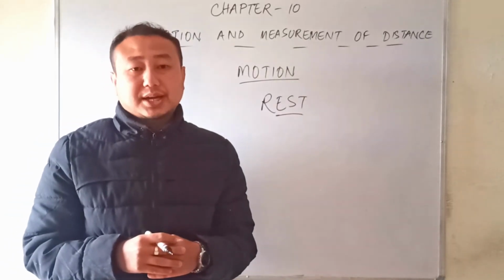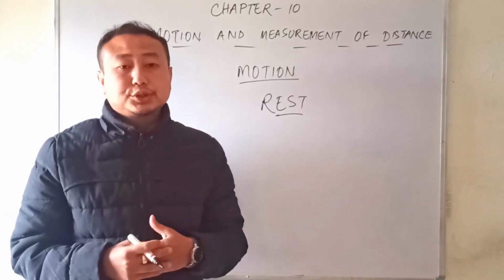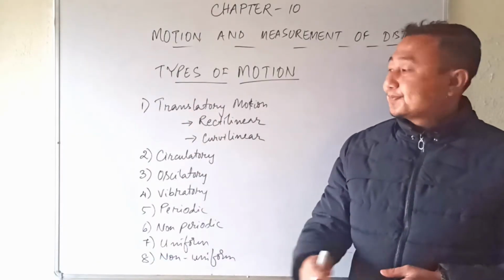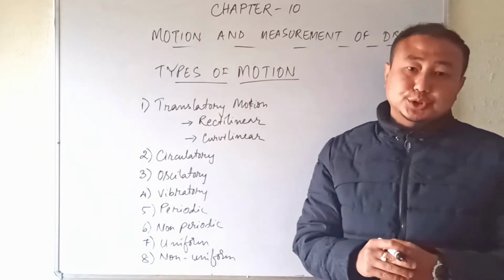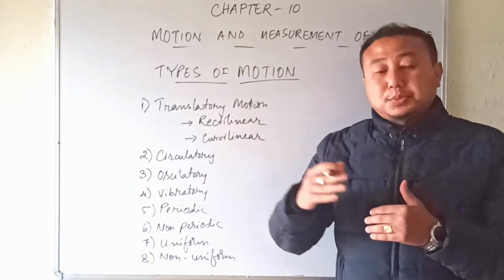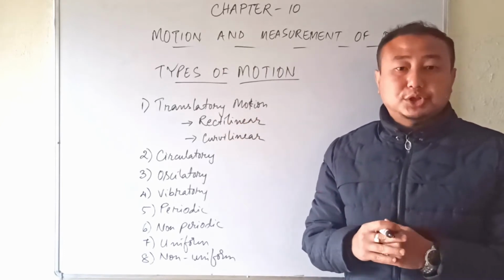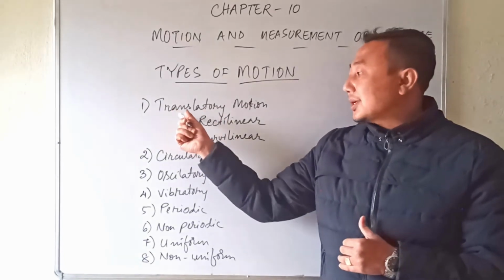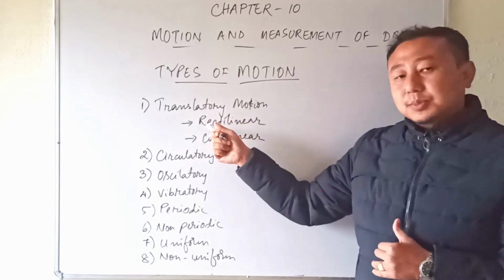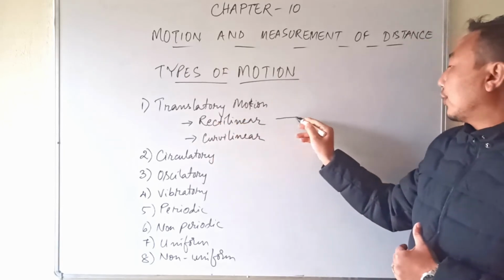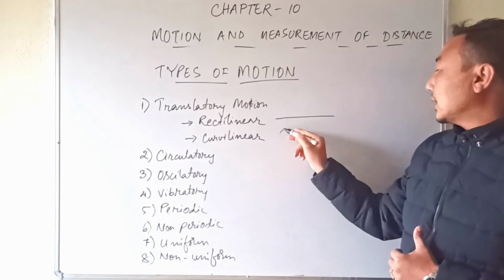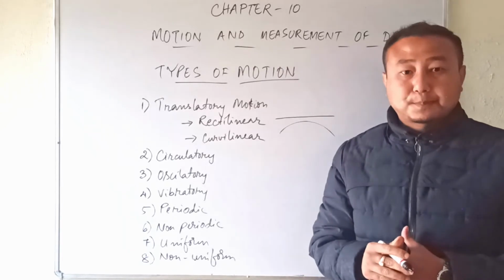Motions are of different types. Let us see these different types of motions. There are 8 types of motion. The first one is known as the translatory motion. Translatory motions are the type of motions in which the object changes its position in some duration of time. The translatory motion is again divided into rectilinear motion and curvilinear motion. Rectilinear motion is the one in which an object moves in a straight line, while curvilinear motion is the type of motion in which the object moves in a curved manner.